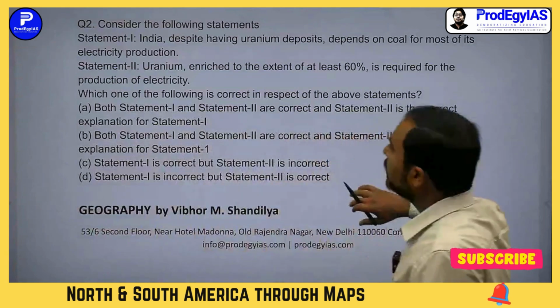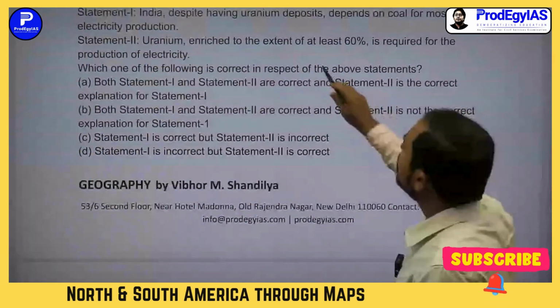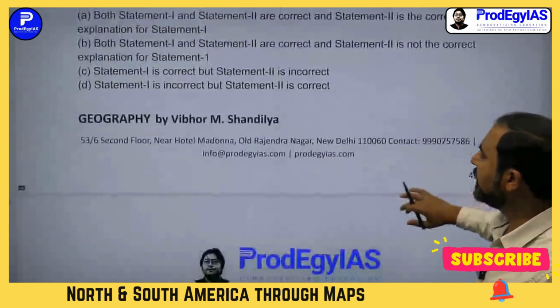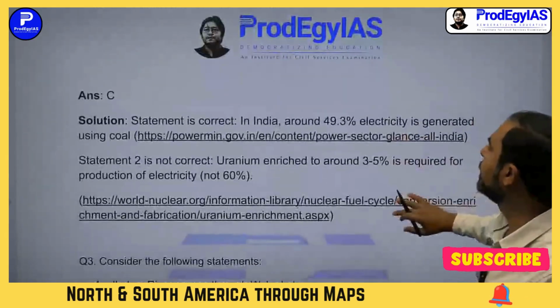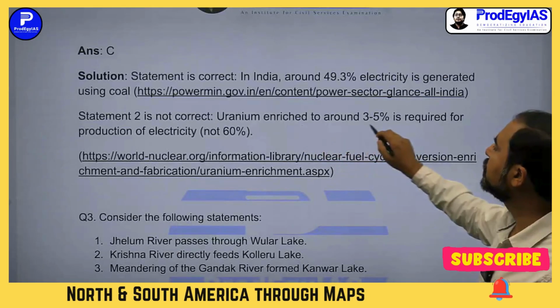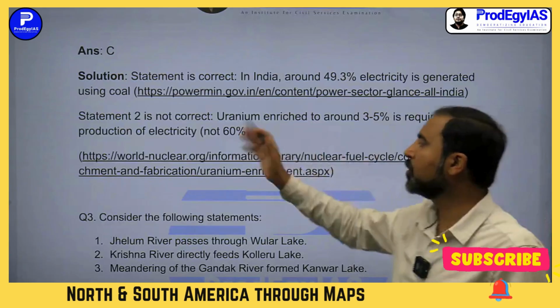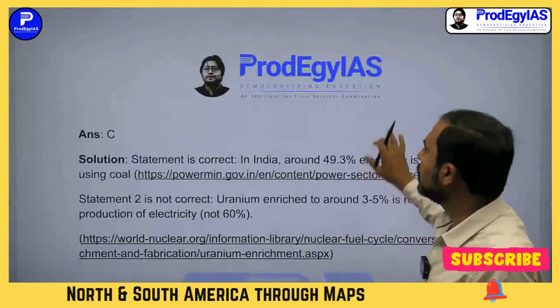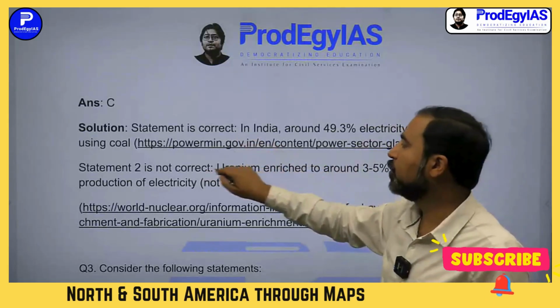So this uranium enriched to the extent of 60%? No, 4 to 5% of enrichment is needed. Yes, uranium enriched to around 3 to 5% is required for the production of electricity, not more than that, right? So statement 1 is correct and 2 is not correct, right?